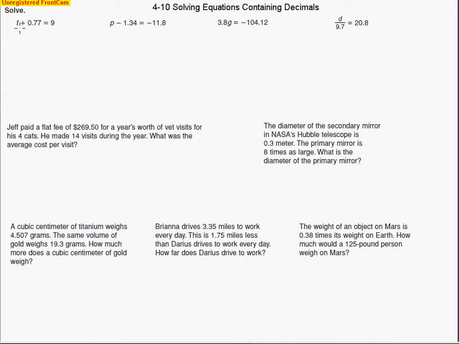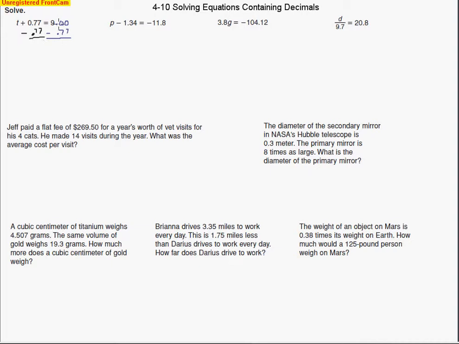So notice that it's t plus 77 hundredths. So in order to isolate the t, I need to subtract 77 hundredths from both sides. Now the problem is I have a number that doesn't have a decimal point, so I need to add that decimal point and add a couple zeros there, and then put that 77 hundredths underneath the correct place values. So whenever we're adding or subtracting, we've got to line up decimal points.